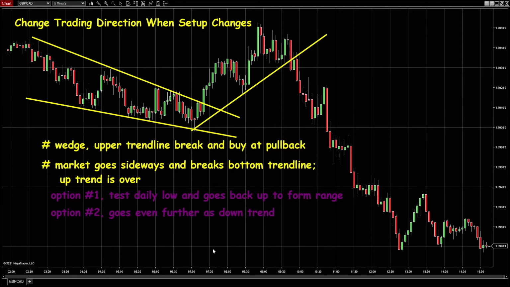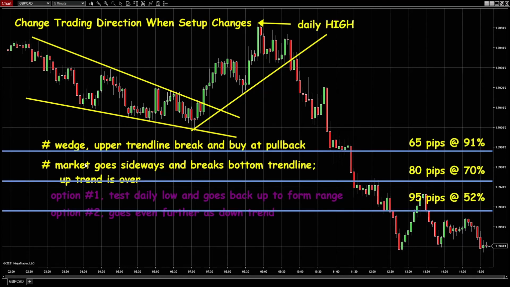Since trading is based on probability, let's have a look at some probabilities based on the historical data. Based on the historical data for the past 6 months, the daily range will be 65 pips for 91% of the time, and the daily range is 80 pips for 70% of the time. And the daily range is 95 pips for 52% of the time.